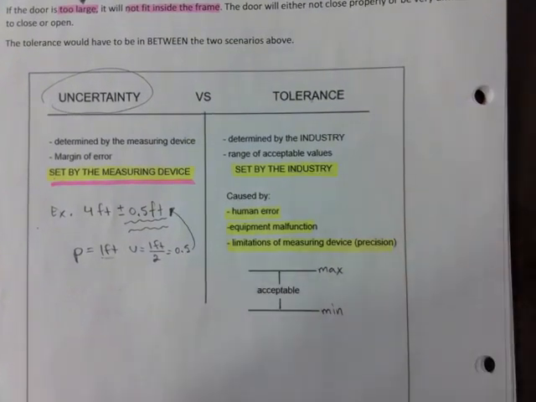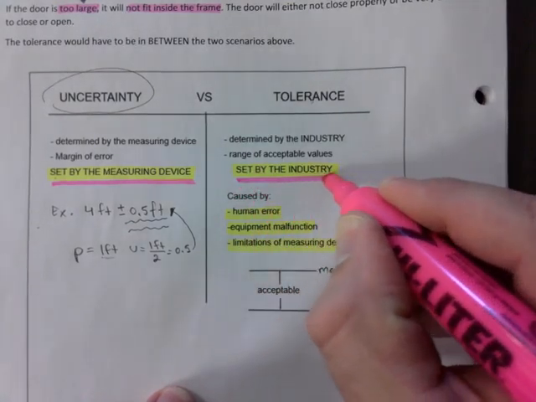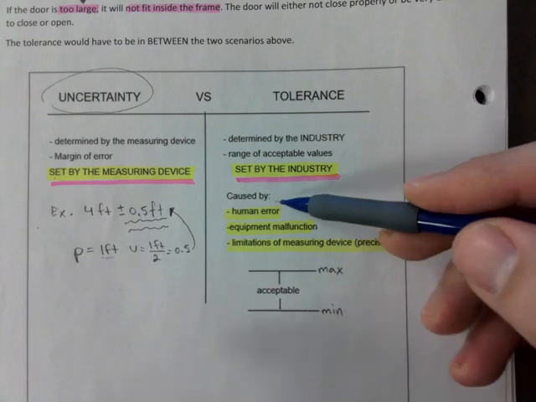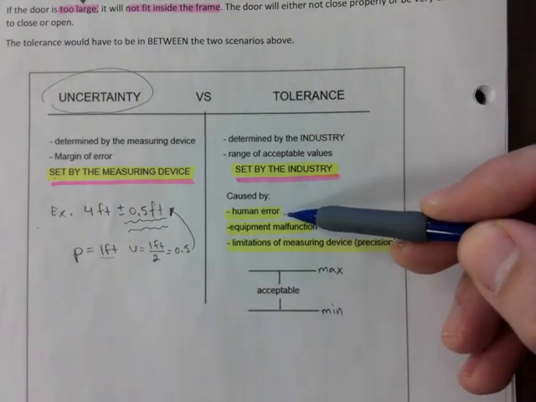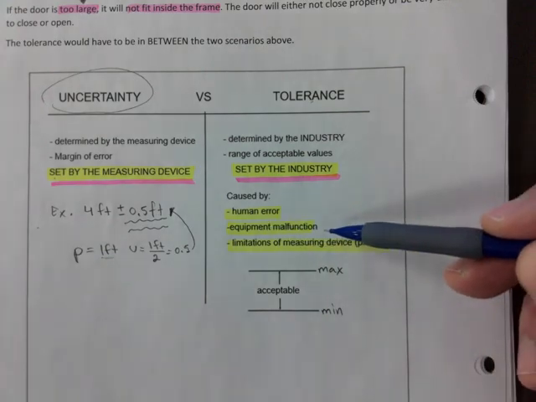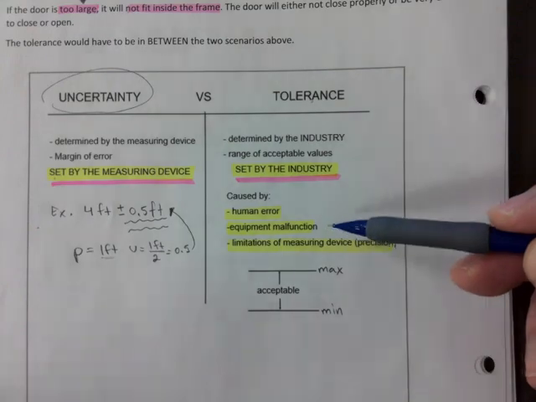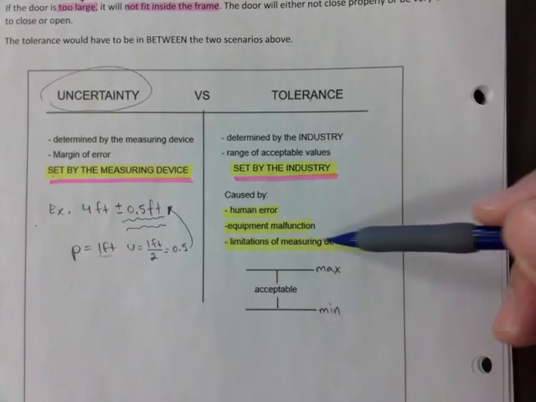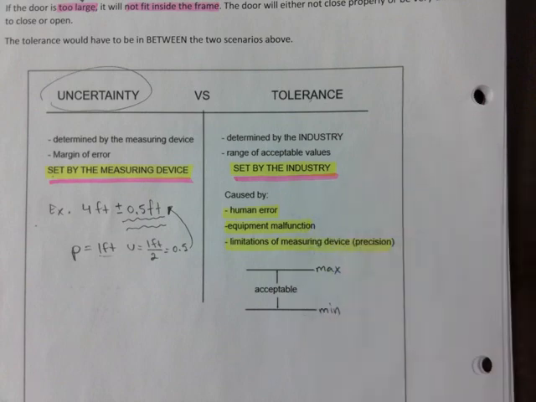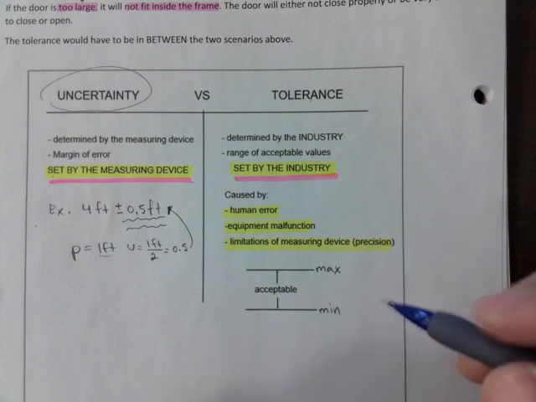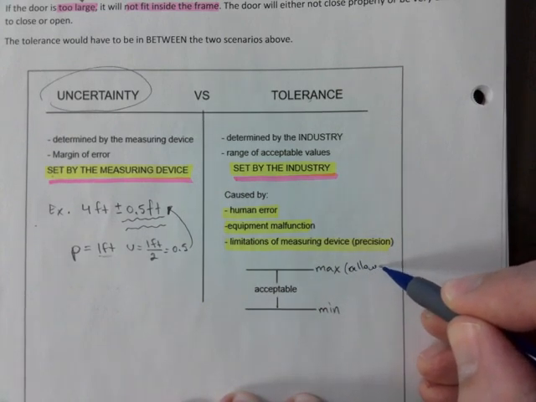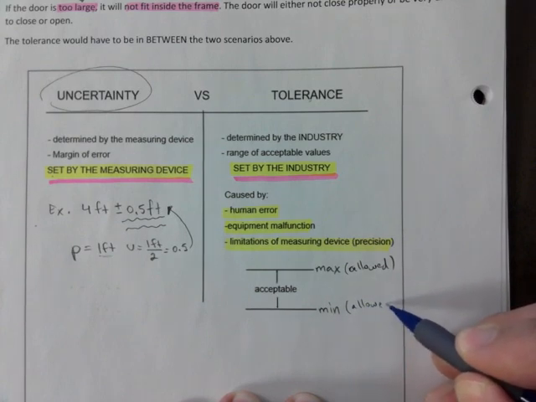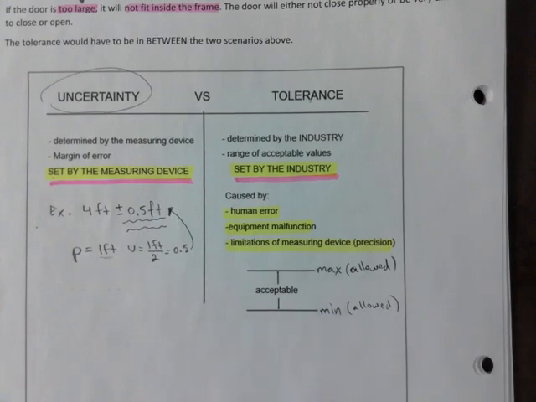Tolerance is different. It's determined, it's set by the industry, and it can be caused by the following. Human error, like if you don't run your machine properly, if you don't calibrate it, you don't clean it. Equipment malfunction, like sometimes something goes wrong with the machine itself. And also the limitation of the measuring device. These things contribute to that. So write down maximum allowed and minimum allowed. So there's a bit of a back and forth there. All right, so it's everywhere. You just don't talk about it.